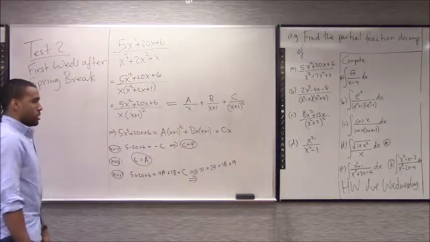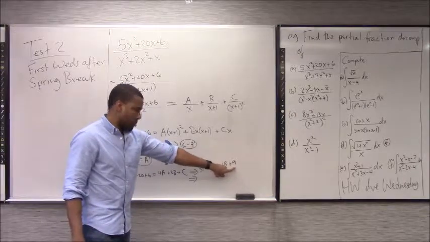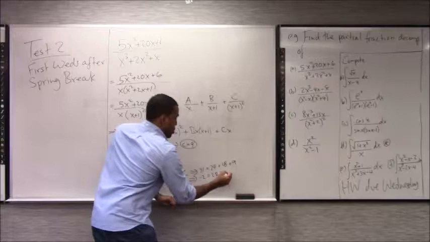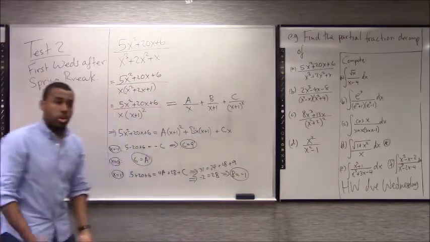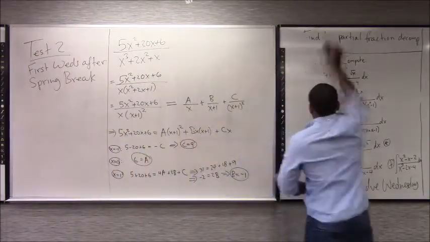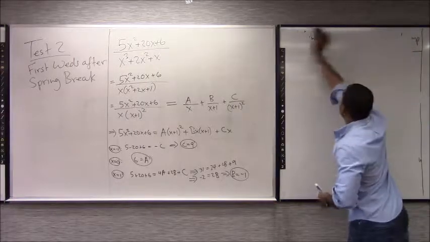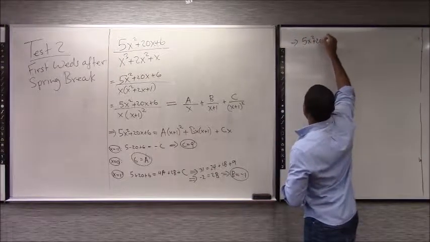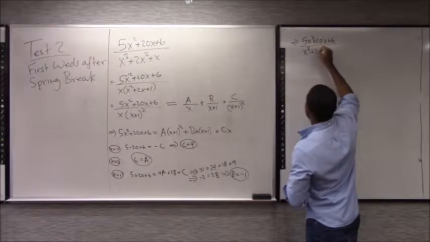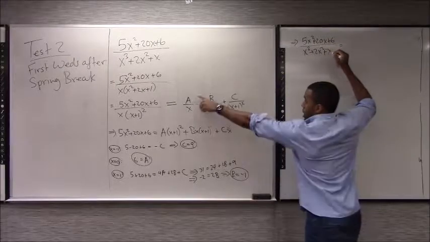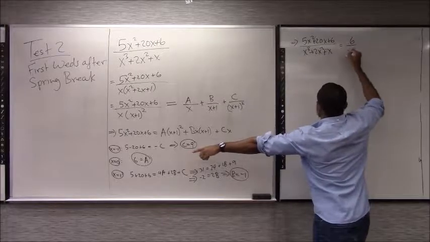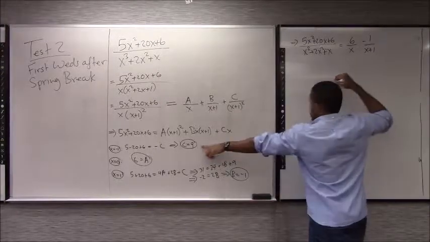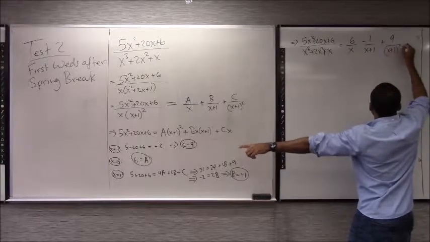What would that end up being? 24 plus 9 is 33. Subtract 33, that's minus 2. So I get 2b equals minus 2, so then I end up with b equals minus 1. And I found the partial fractions. So this means (5x squared plus 20x plus 6) over (x cubed plus 2x squared plus x) is equal to a over x, but my a is 6, so that's 6 over x. B over x plus 1, my b is minus 1. And c over (x plus 1) squared, but my c is 9. That's the partial fractions.